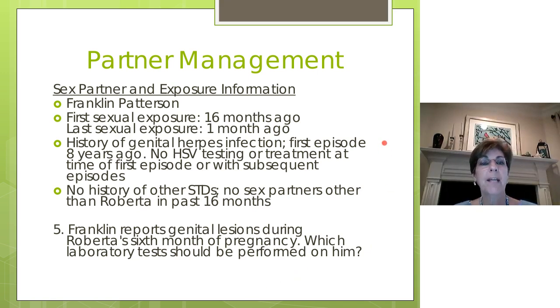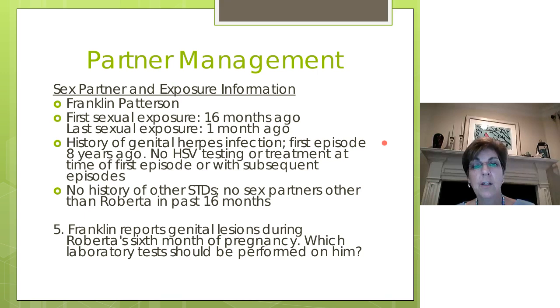Okay, so partner management. Franklin is her partner, with first sexual exposure 16 months ago and last sexual exposure 1 month ago. He has a history of genital herpes infection, first episode 8 years ago, and no HSV testing or treatment at the time of the first episode or with subsequent episodes. A lot of times you do it empirically, based on clinical evaluation. You see active lesions and you treat them. He has no history of other STDs and no sex partners other than Roberta in the past 16 months.